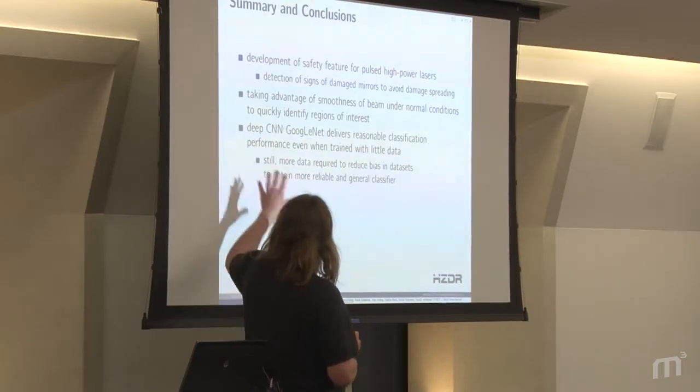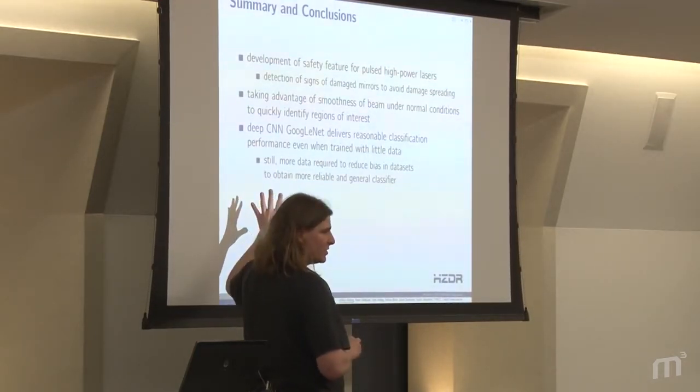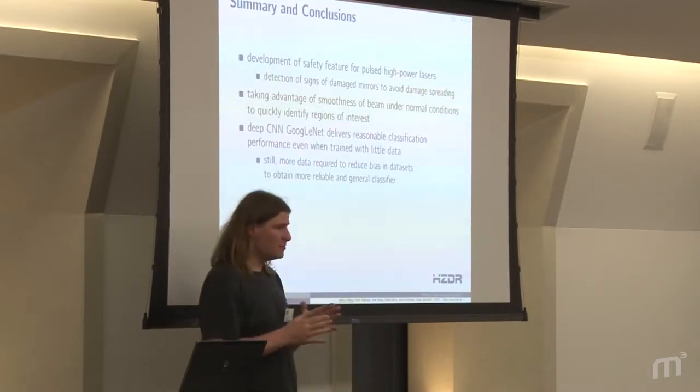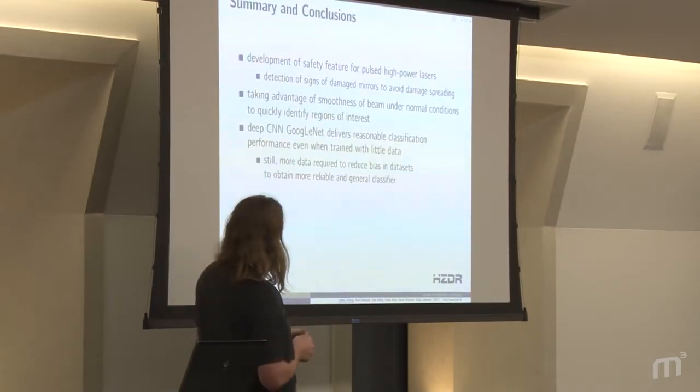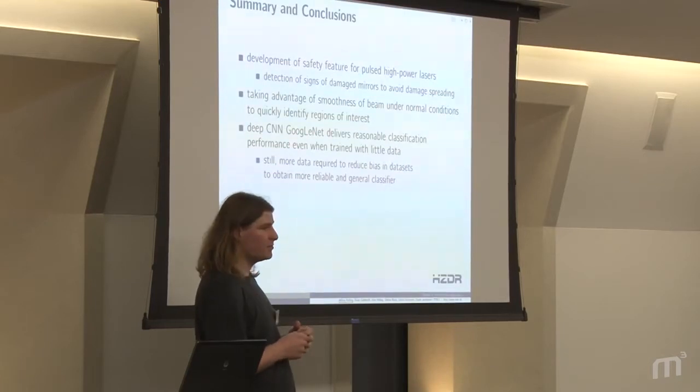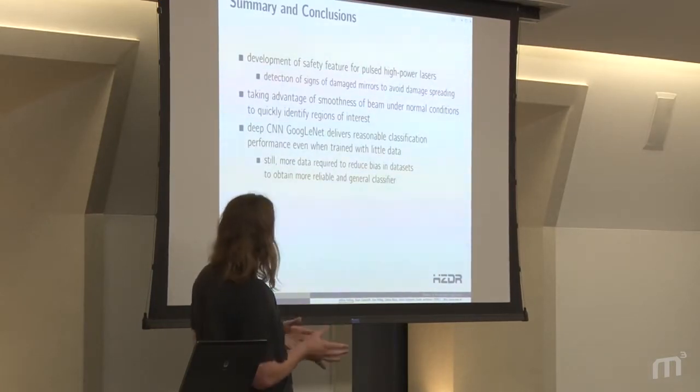So we basically use the physical properties of the system to do this because of the data we had available. And so this takes advantage of the smoothness of the beam, which it should have during operation. And this way we could quickly identify these candidate regions. That's really a take-home message of this talk.